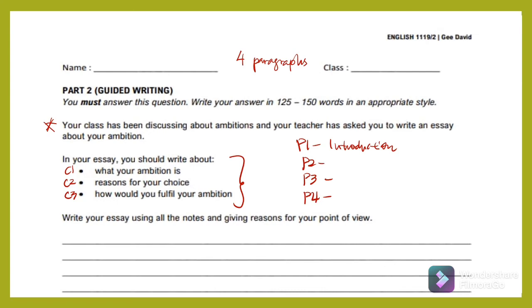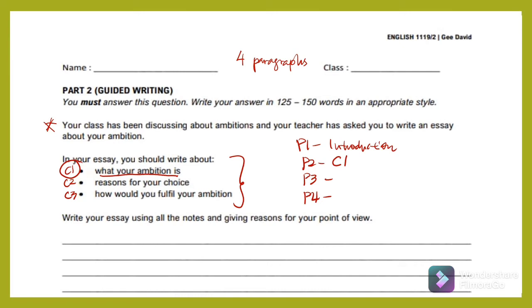Now let's look at the first content point here: what your ambition is. So you have to answer this in your essay. For example, I would like to picture myself as a successful businessman in 10 years. And then you have to elaborate on this point in your second paragraph. So meaning in the second paragraph, you are mentioning and elaborating on content point 1.